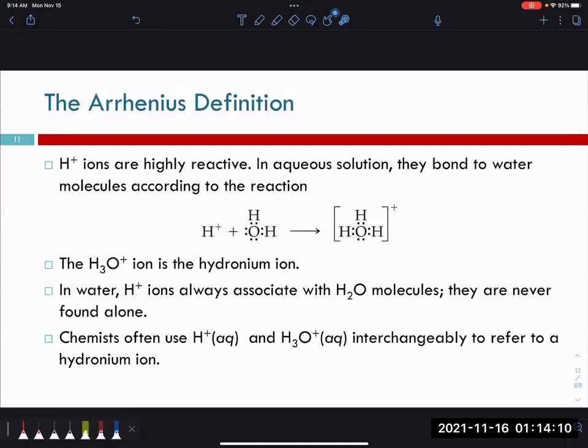And hydrogen ions are highly reactive. So in aqueous solution, they'll bond to water molecules, and they'll form an H3O plus ion, which is known as hydronium. In water, the hydrogen ions always associate with water molecules. They are never found alone. We often, as chemists, write H plus and H3O plus interchangeably to refer to a hydronium ion. But the correct way of thinking about how it is in solution is H3O plus. It's just easier to write H plus sometimes.